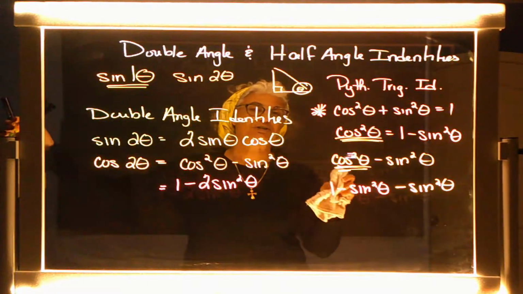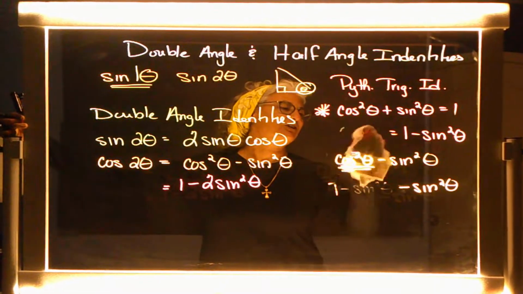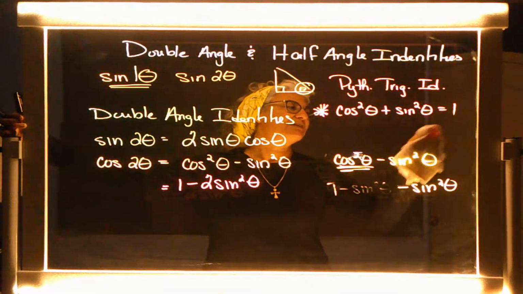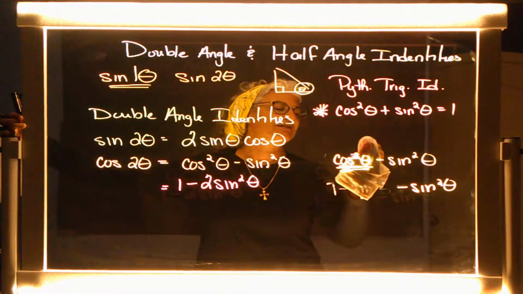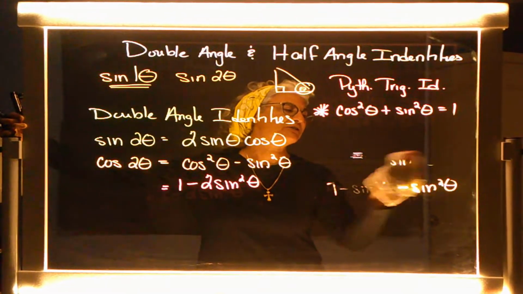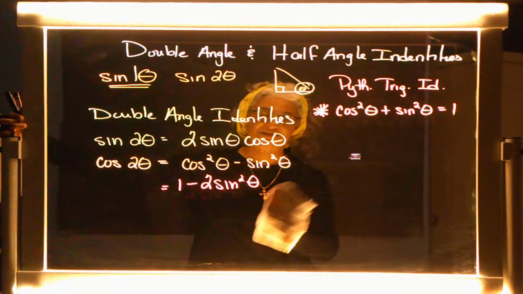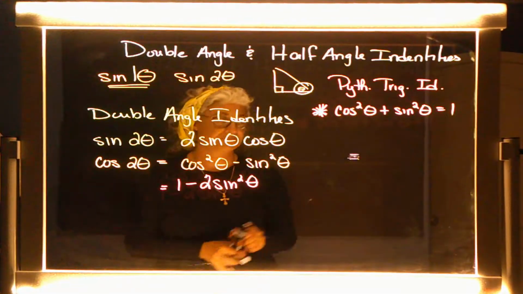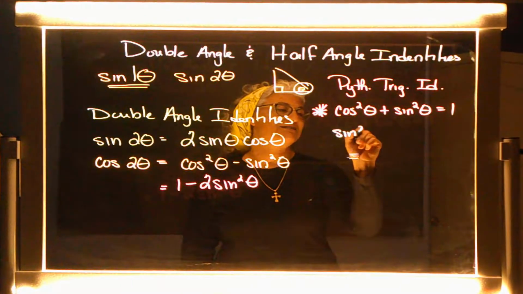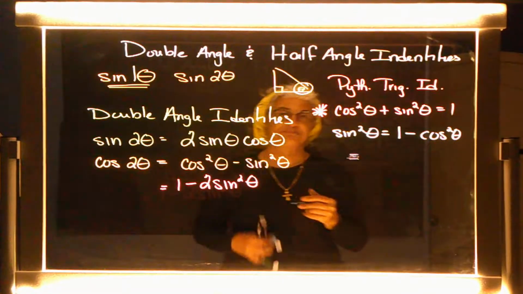Well, by the same token, I have one more way I can find the cosine of 2 theta. And instead of taking Pythagorean's trig identity and solving for cosine squared, I am now going to solve it for sine squared. So let's see what this looks like. So now if I take Pythagorean's trig identity and I isolate the sine squared of theta, that would be 1 minus cosine squared theta, wouldn't it?